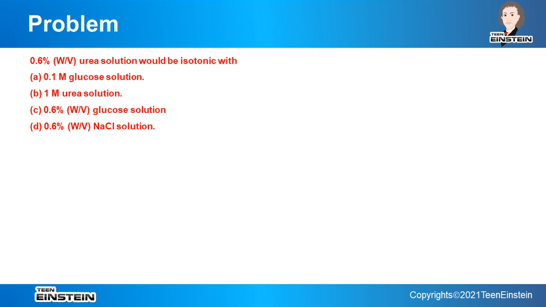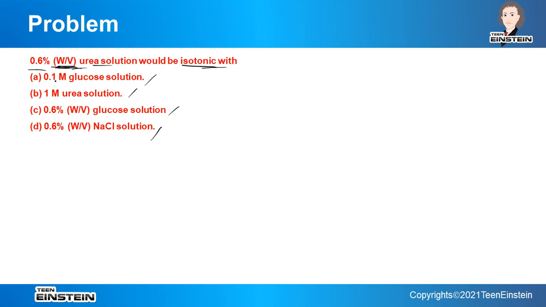Here we have a problem regarding tonicity. A 0.6% weight by volume urea solution will be isotonic with which of these solutions? Here concentration is represented by weight by volume. Concentration can be represented in different ways: molarity, molality, weight by weight, weight by volume, ppm, etc. Weight by volume representation is given in weight per volume. That means 0.6 gram of urea is present in 100 ml of solution.